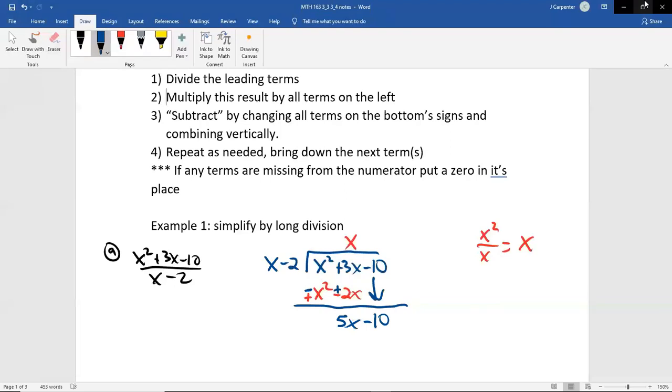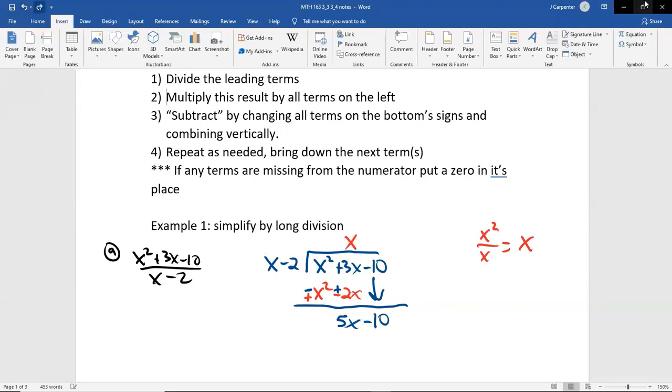And then you just, as your Spanish teacher would say, repita por favor. Do it again. Go back to the first step: divide, multiply, and subtract. Now, divide the leading terms. We're not looking up here anymore. We're looking down here for the division. So what's left over is the 5x minus the 10. So we're dividing the x into the 5x.